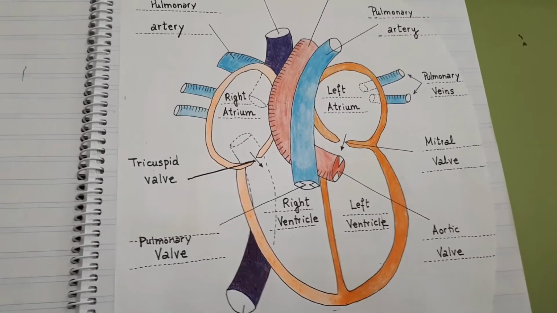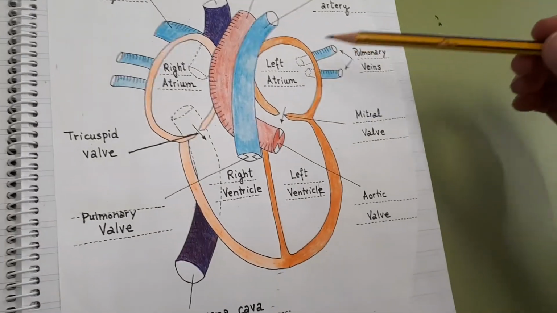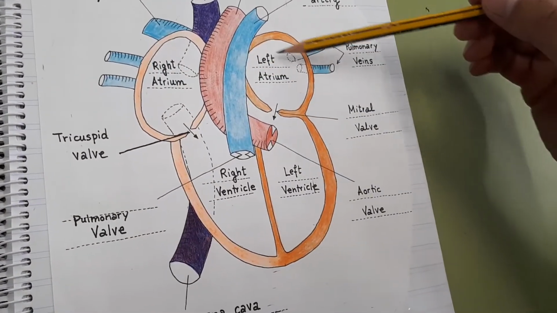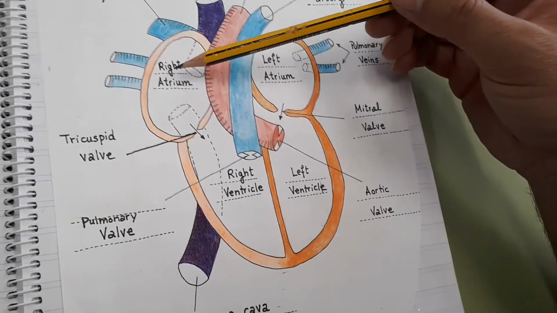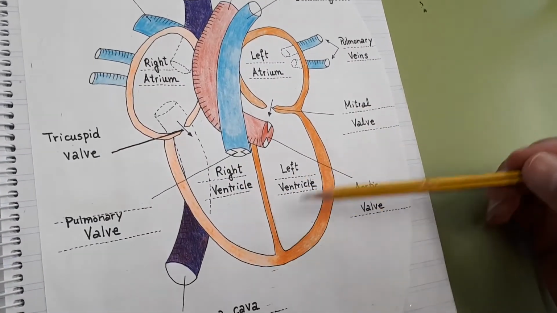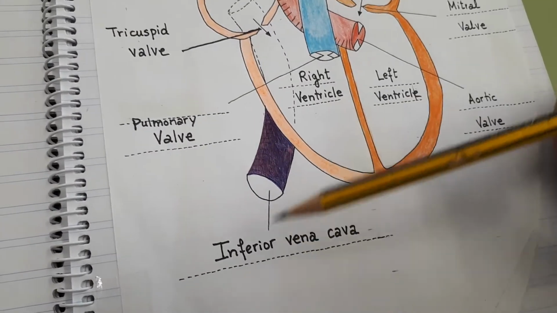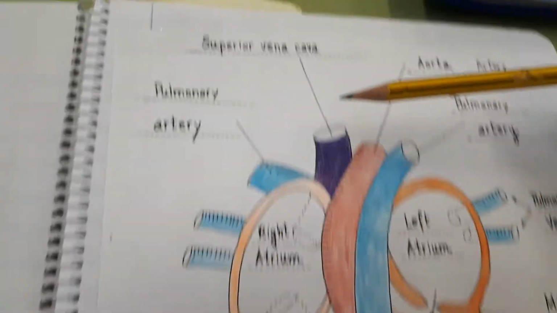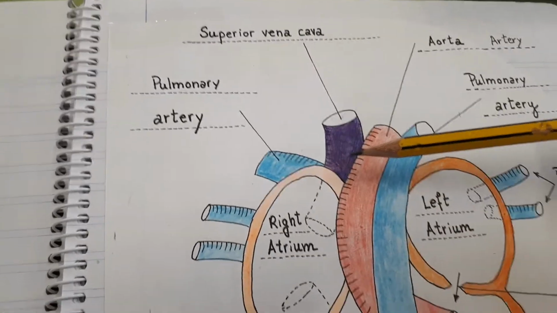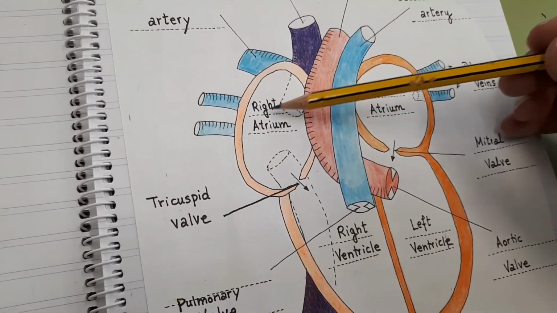This is a picture of the heart. It has 4 chambers: the left atrium, the right atrium, the right ventricle, and the left ventricle. The blood comes from the body through the inferior vena cava and also through the superior vena cava. They end up in the right atrium.